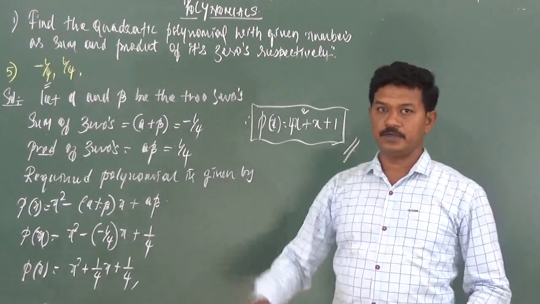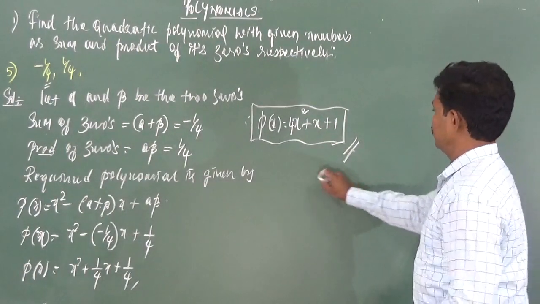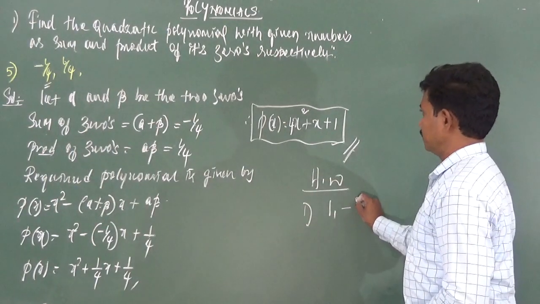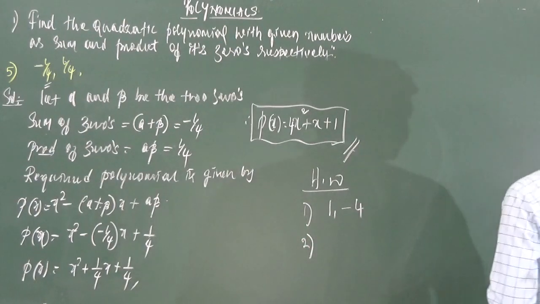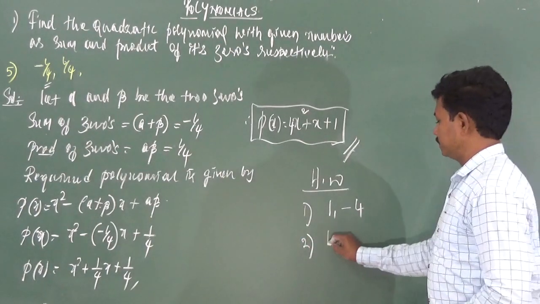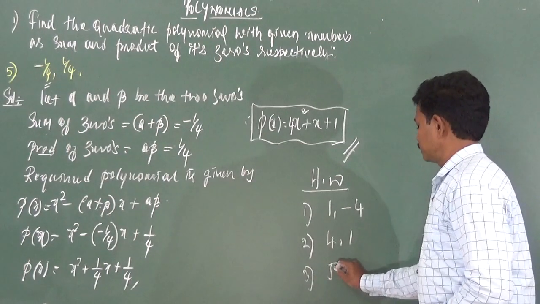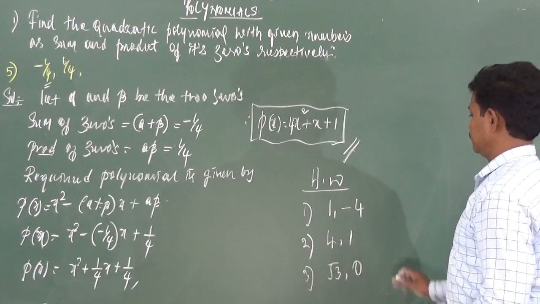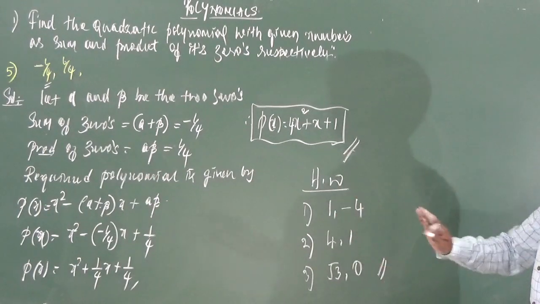So I hope you understood the problems here. So I will give you homework problems. Just do this. 1 comma minus 4, and second problem is 4 comma 1, and third problem is root 3 comma 0. So these are the 3 problems. You have to do it in the same manner, no changes.